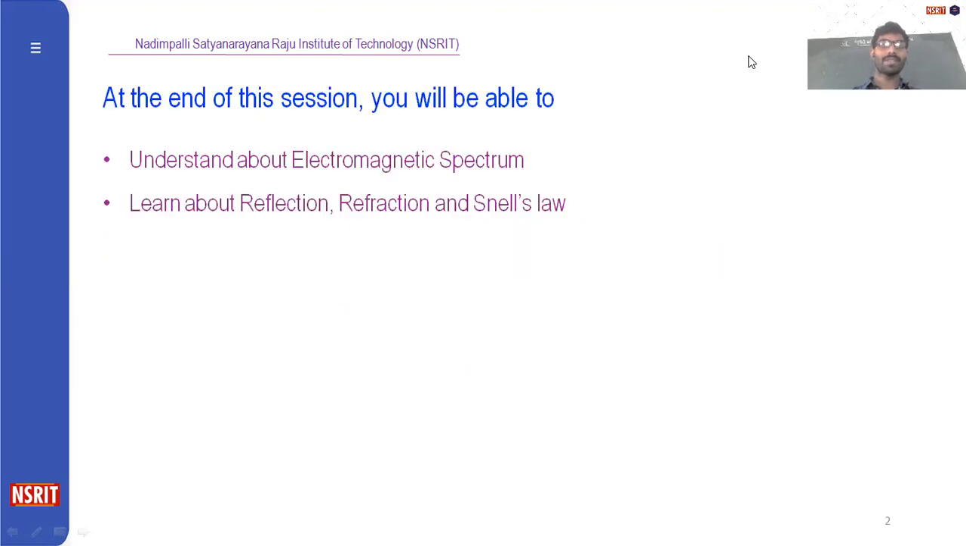By the end of the session, you will be able to understand the electromagnetic spectrum, that is, what the electromagnetic spectrum is and the different wavelengths and frequencies where we find different ranges of light, like optical wavelength, radio wavelength, and microwave. We are also going to learn about reflection, refraction, and Snell's law in this video.